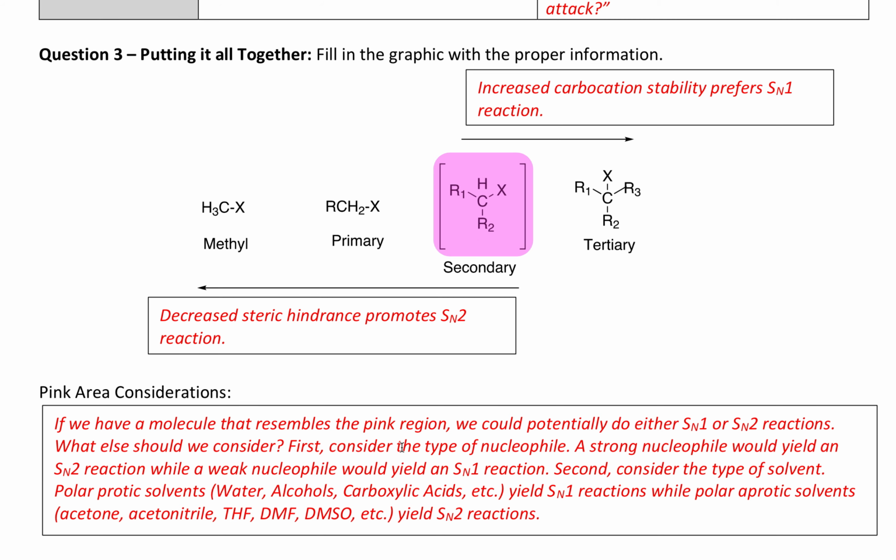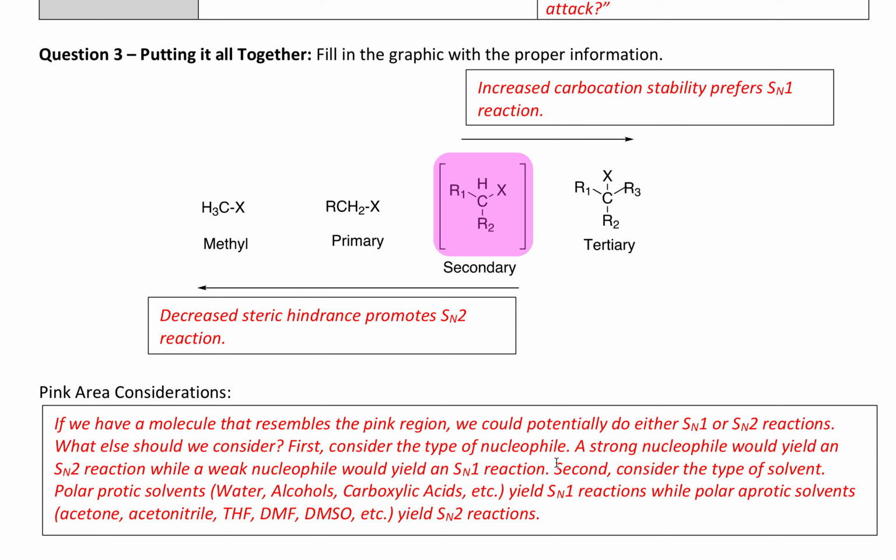Well, first we want to consider the type of nucleophile. So if I have a strong nucleophile, remember we need strong nucleophiles for backside attack, that would be an SN2 reaction. So if I see a strong nucleophile and a secondary molecule, I'd immediately think SN2. If I saw a weak nucleophile and a secondary molecule, I'd probably think SN1.